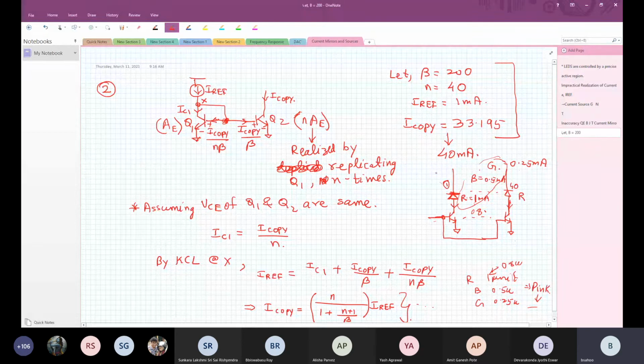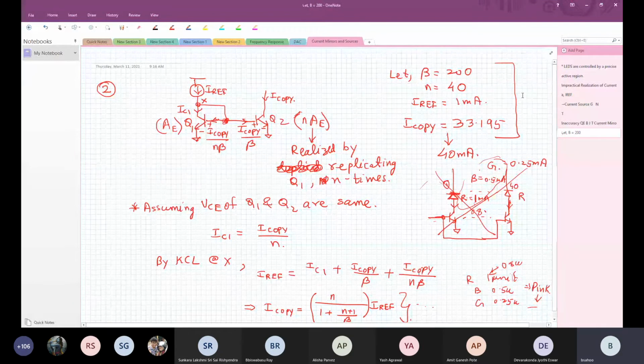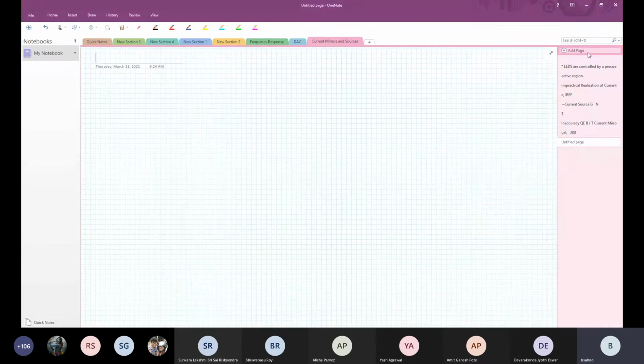So that's why this technique won't work. Am I clear with this? Is that clear? Okay, so now let's see what we can do to overcome this.